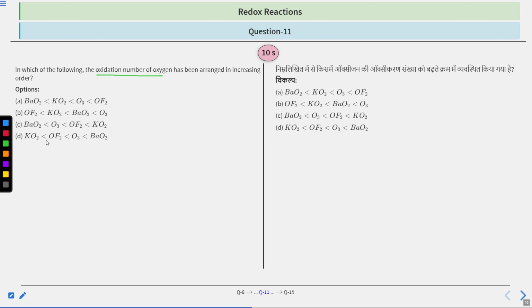You have 10 seconds to solve this question. After that, we will see the answer.